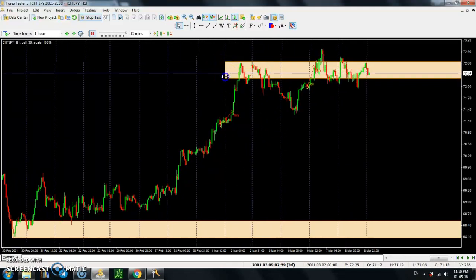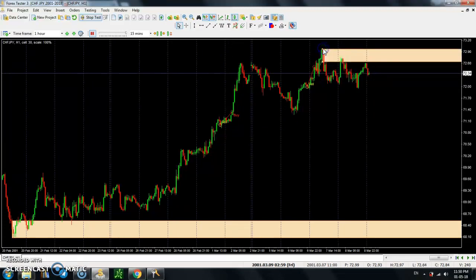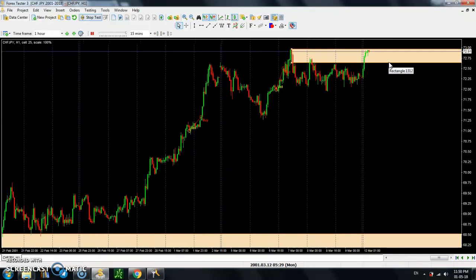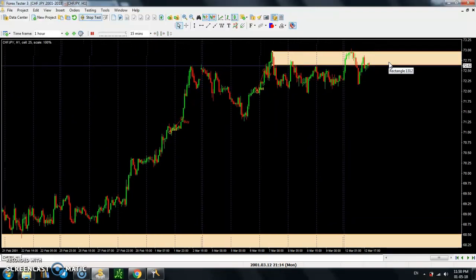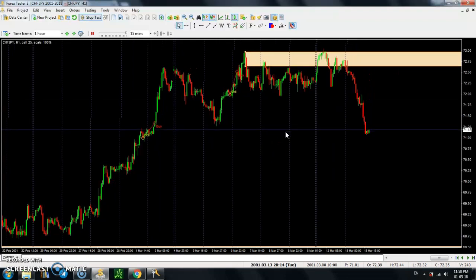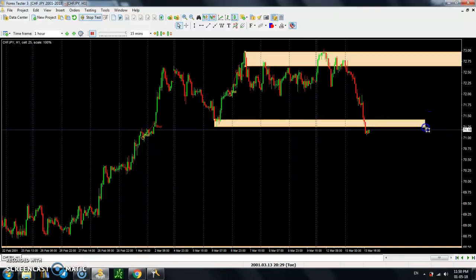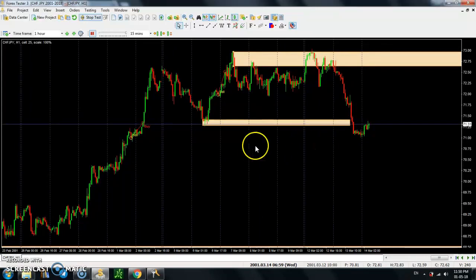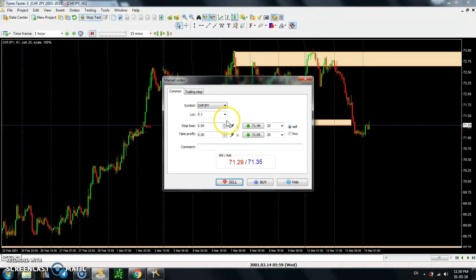Okay, so price has formed a new level. Okay, so here we had another sort of like a base here, right? So if we go short, we should probably, again, I'm probably doing it wrong, but don't take me too seriously. So we should probably go short here.